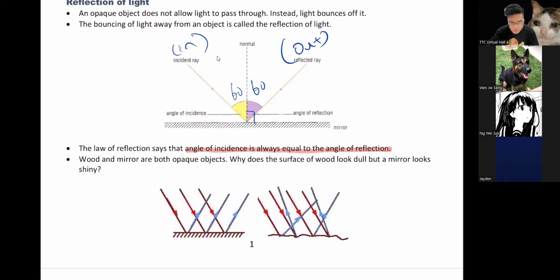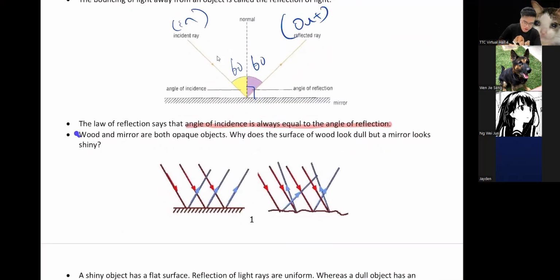If you don't draw the normal, you don't draw this line, you cannot draw this diagram. All right. So the law of reflection says angle of incidence is always equal to the angle of reflection. How much going in? That means how much going out. Okay, understand? Understand what I mean?